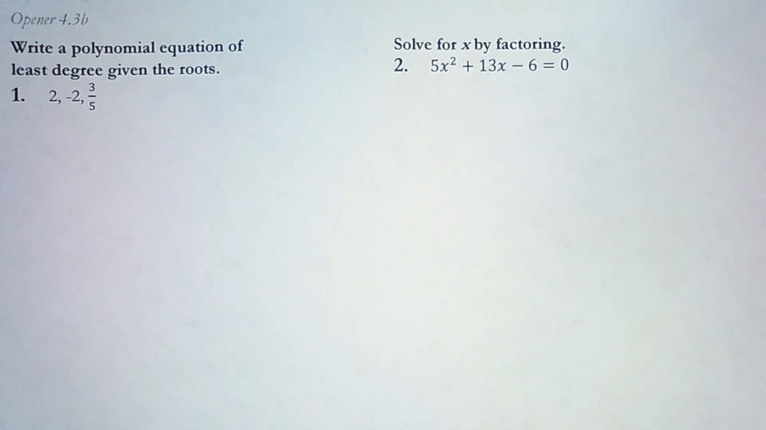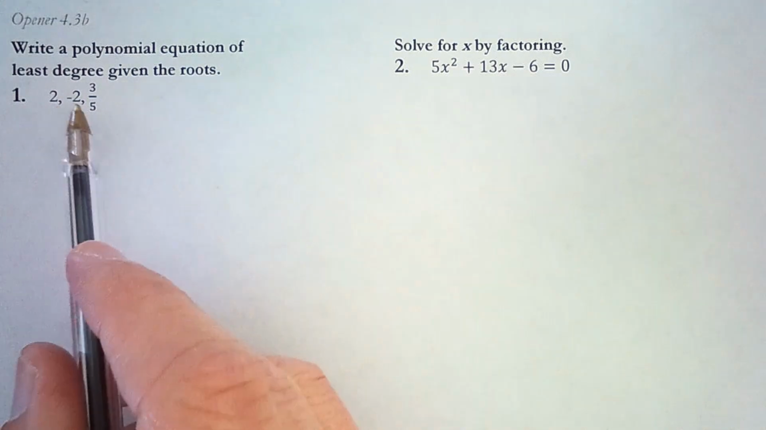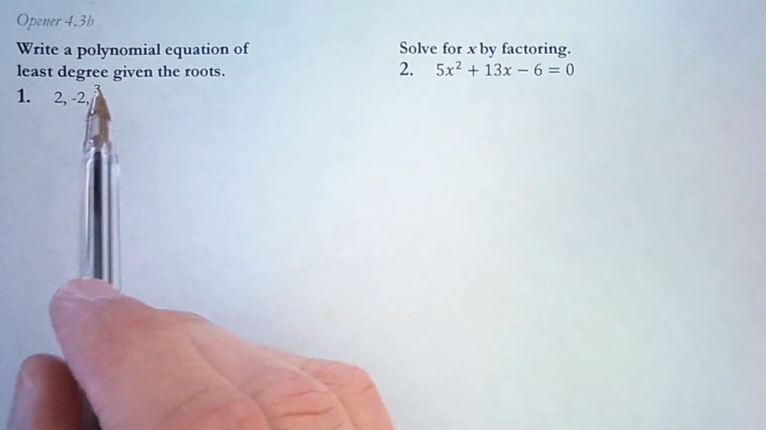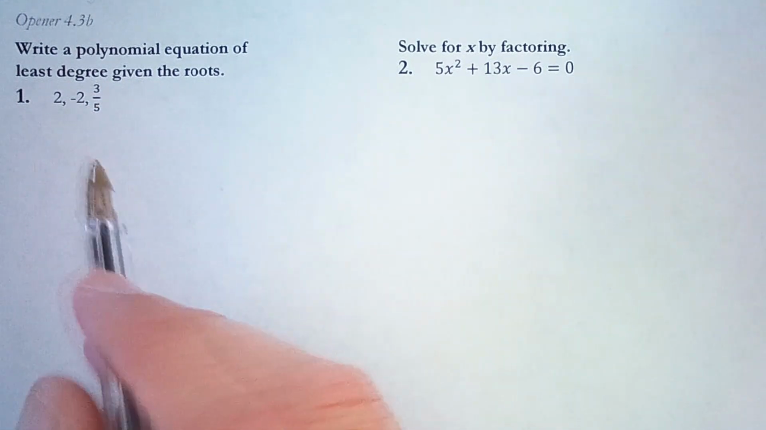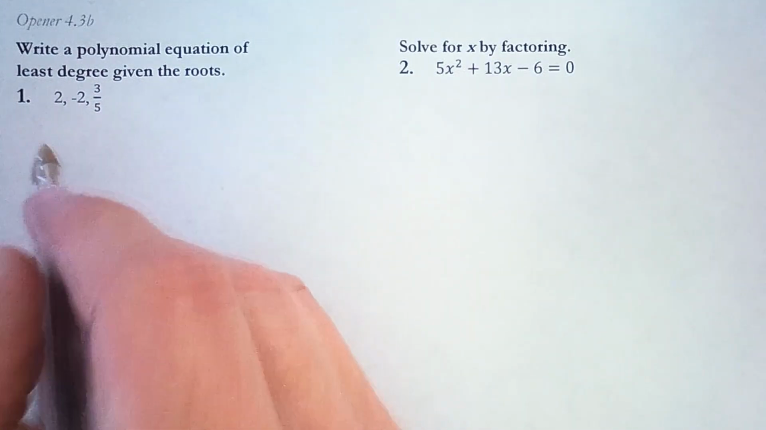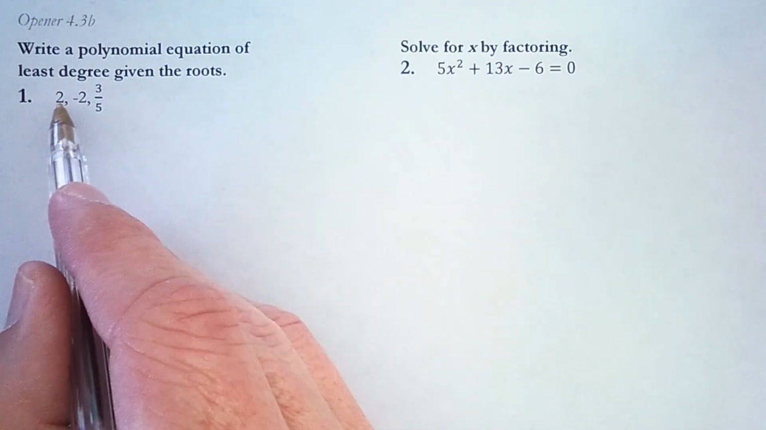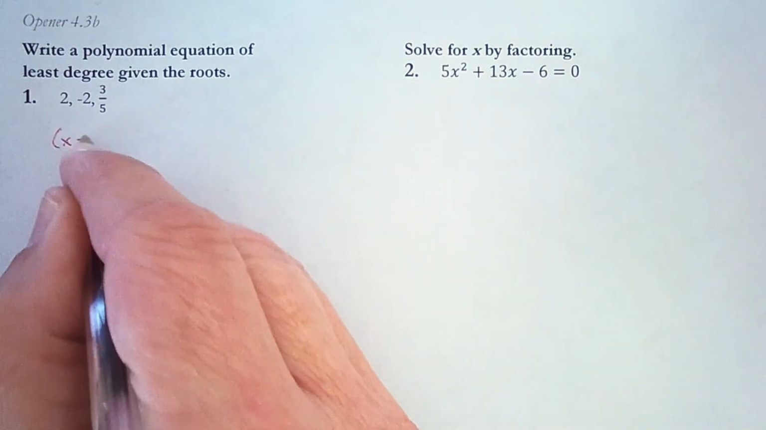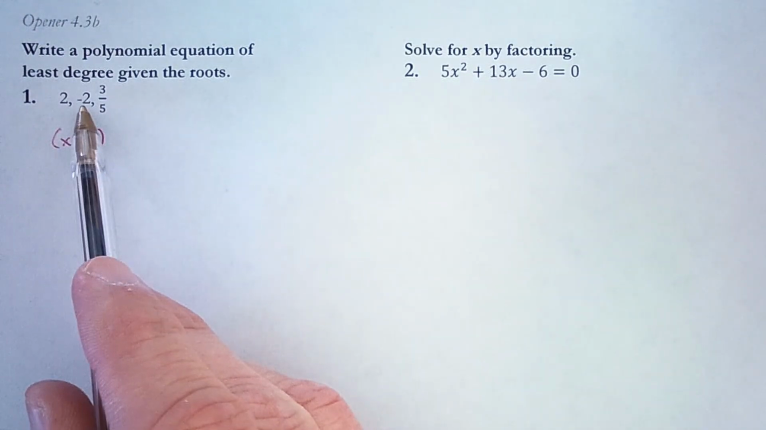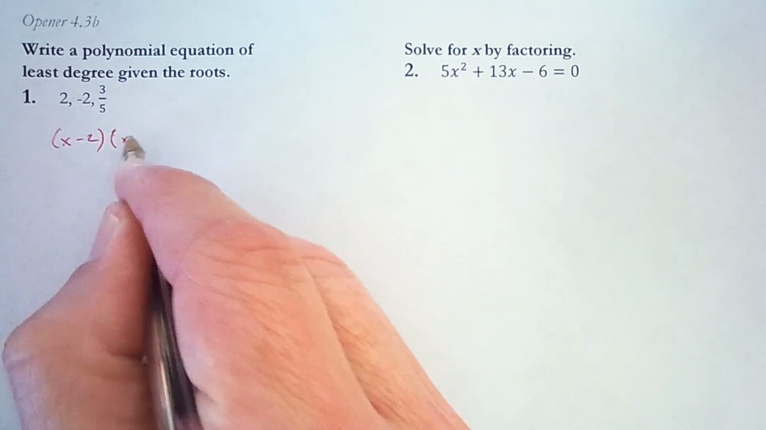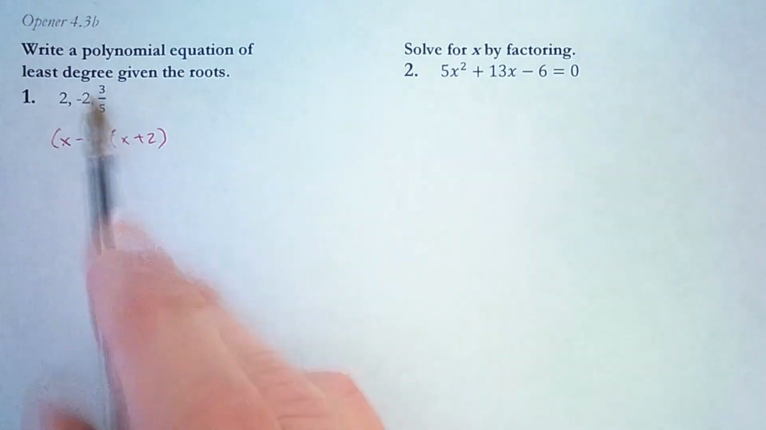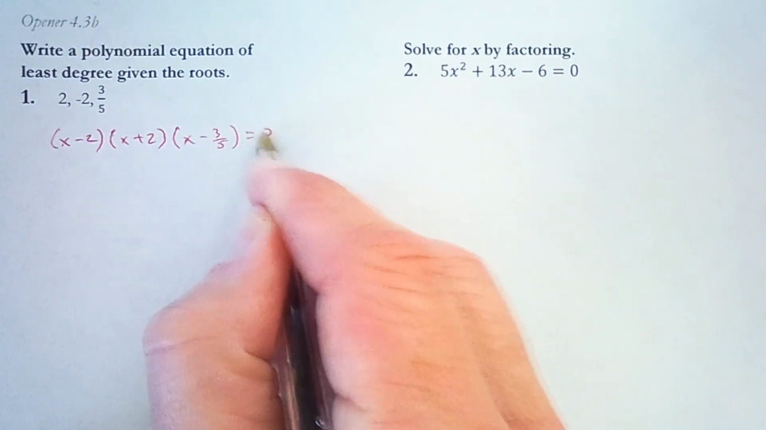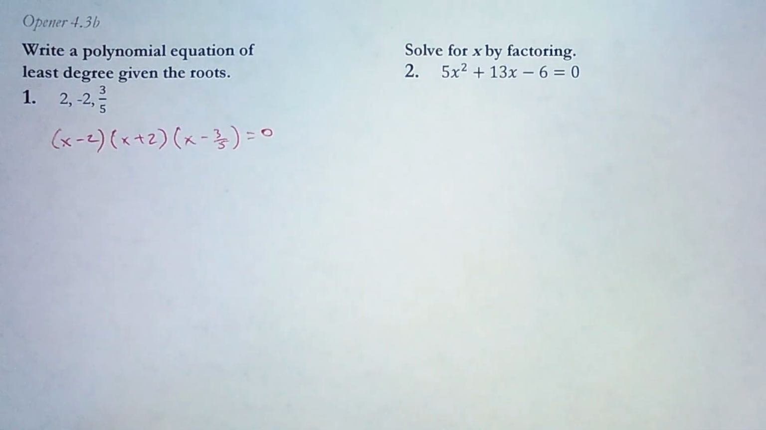So to write a polynomial equation given these roots, what I need to understand is if these are the roots, they're the solutions or the zeros, the x-intercepts of an equation when set equal to 0. So if 2 is a root, then one of the factors will be x minus 2. And if negative 2 is a root, then one of the factors will be x plus 2. And if 3/5 is a root, then one of the factors will be x minus 3/5. All of that when set equal to 0.